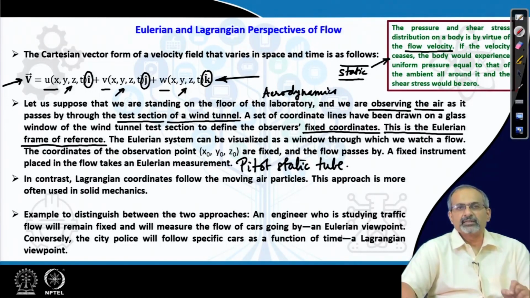So, such instruments are fixed to the tunnel walls and therefore, they are looking at the flow just like us as the observers, and therefore, it is making an Eulerian measurement.